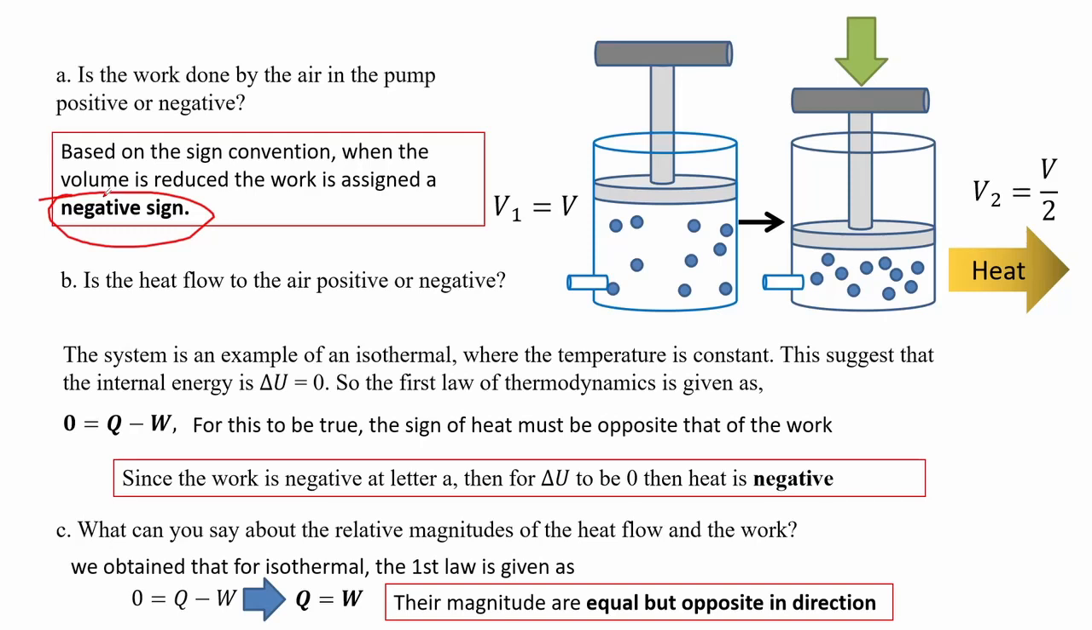For letter C, what can you say about the relative magnitudes of the heat flow and the work? We obtained that for isothermal, the first law is reduced to heat equals the work. This suggests that their magnitudes are equal but opposite in direction.